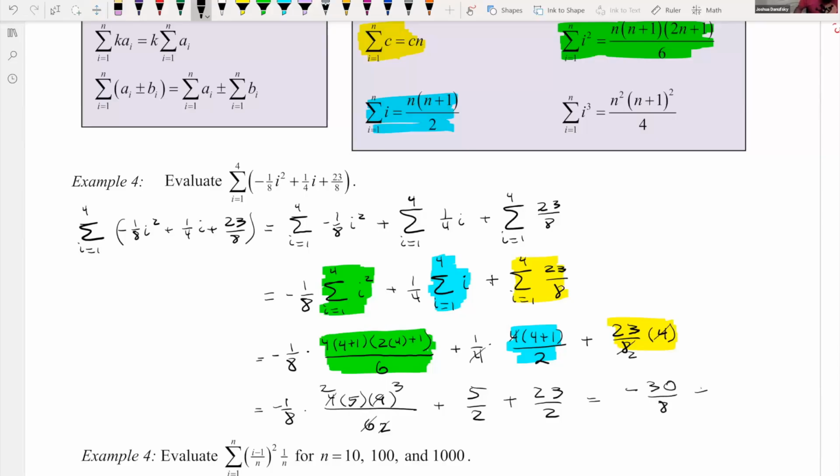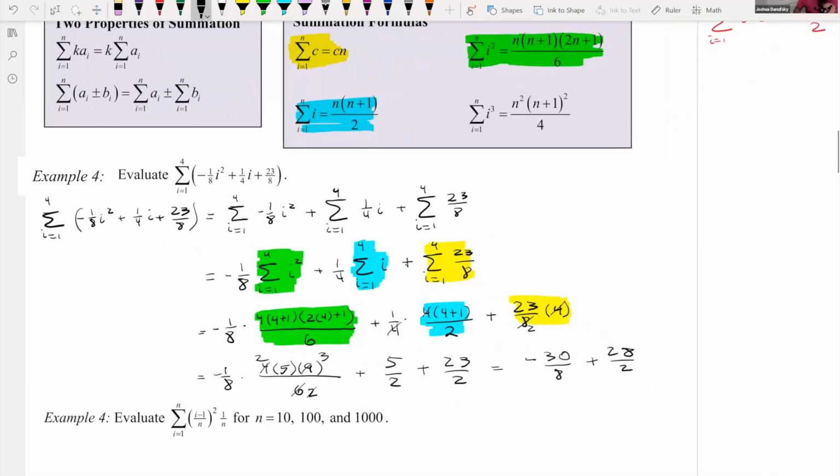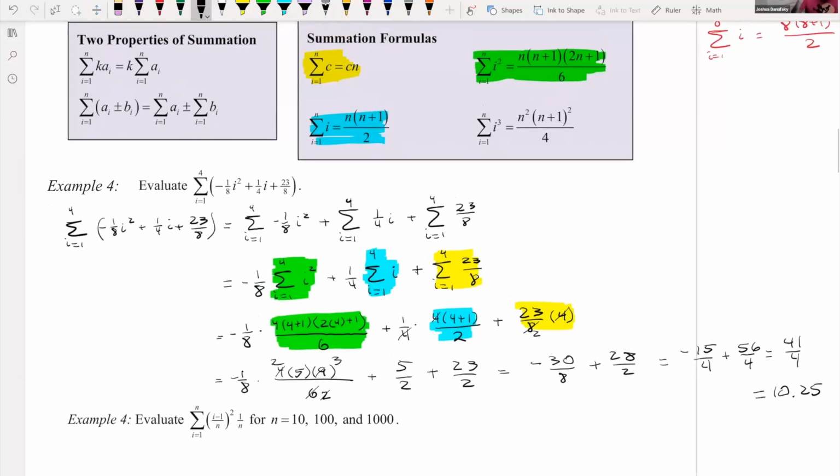30/8, plus adding these guys back, I think we have 28/2. And we can simplify this to negative 15/4 plus 56/4, and that gives us 41/4, which can be written as 10.25 if you prefer. And so there we've used both of our properties of summation, and we've used 3 out of the 4 formulas for summation.